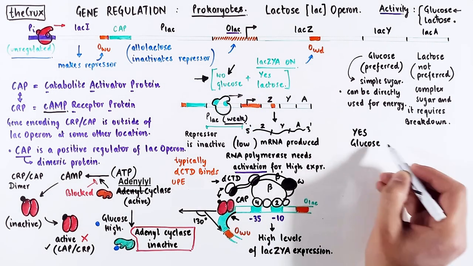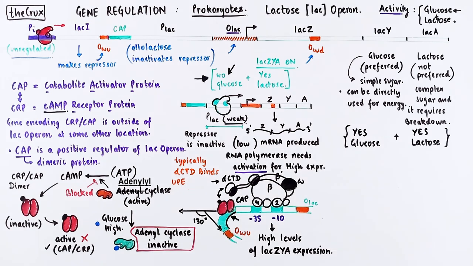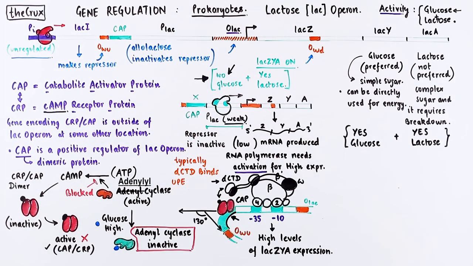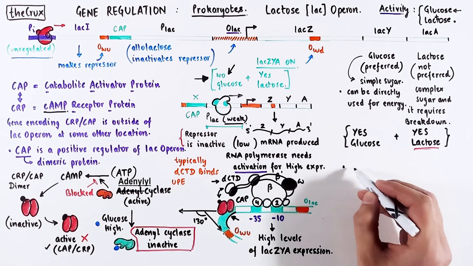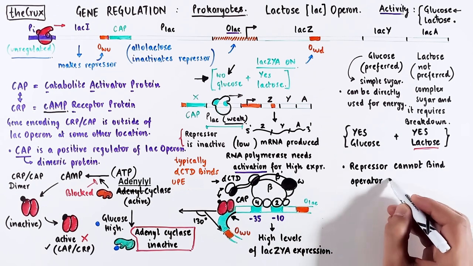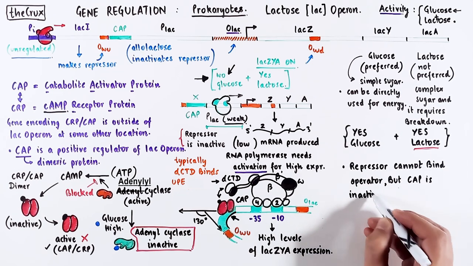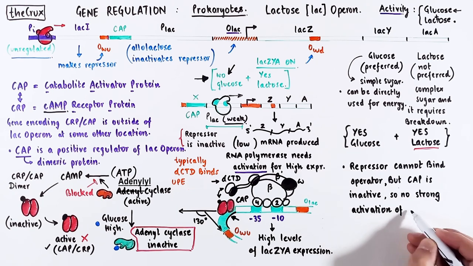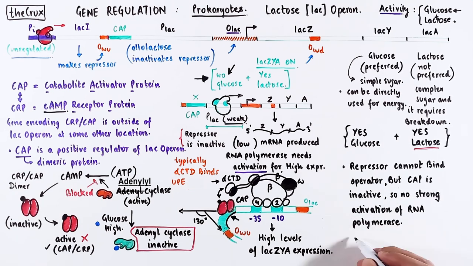When there is glucose present alongside lactose, the CAP cannot bind the CAP binding sequence. But because lactose is present, the repressor will be inactivated, so the repressor cannot bind the operator, which means that the RNA polymerase is free to transcribe LacZYA. But the lack of CAP protein at the binding site prevents a strong activation of the RNA polymerase, which means that the expression of LacZYA is not very high.